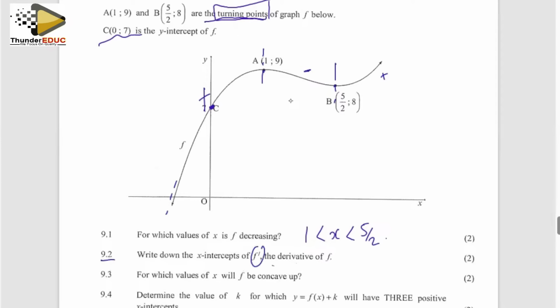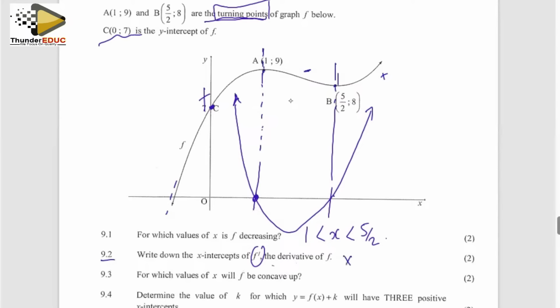Then 9.2, write down the x-intercepts of the first derivative. Now, one thing we need to know is that these turning points will become the x-intercepts of our derivative. Remember, this is a cubic, so the first derivative is going to be a parabola. So the turning points will be the x-intercepts. So we can say x is 1, and then x is 5/2. You can also give it in coordinate form where you say (1, 0) and then (5/2, 0), since the y is 0 for the x-intercept.